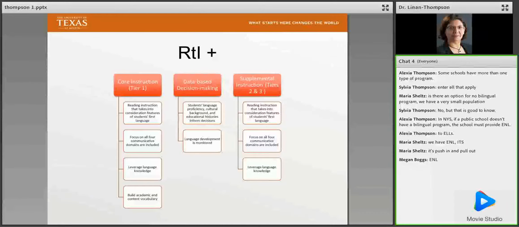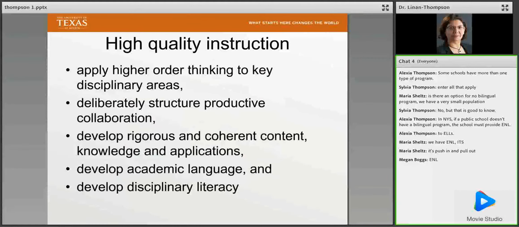And then finally, for supplemental instruction, Tiers 2 and 3, it's many of the same things as Tier 1, right? Building the language and helping students leverage what they know. So as you can see, it really isn't a completely separate process. It's just what you do within the system that you already have.